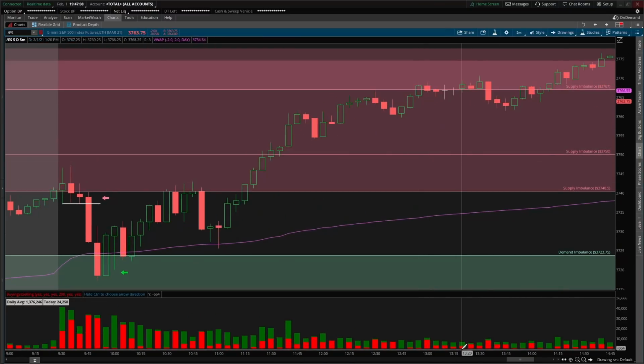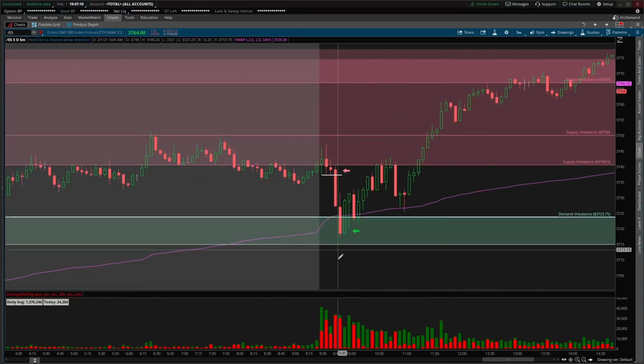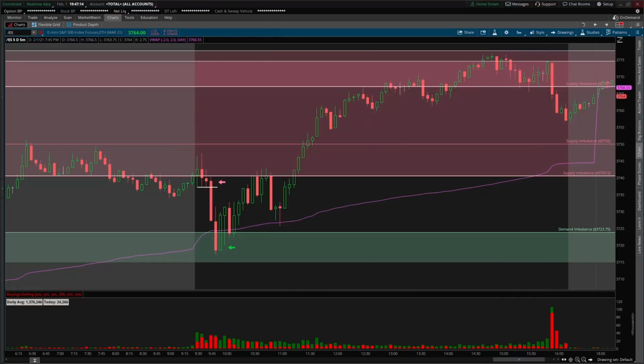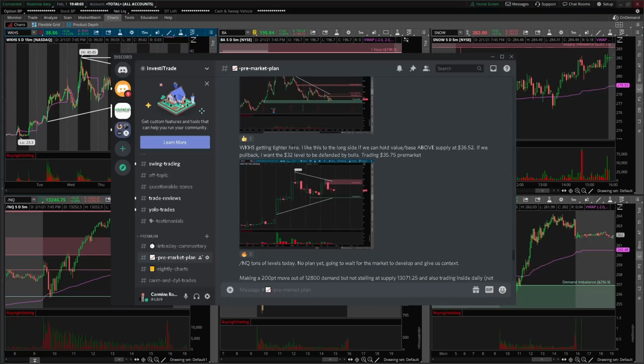So all day we had strength. Pullbacks were getting bought up. Buyers were very strong from this demand, and we rallied and pretty much closed very strong. Another solid plan was WKHS. I like this to the long side.